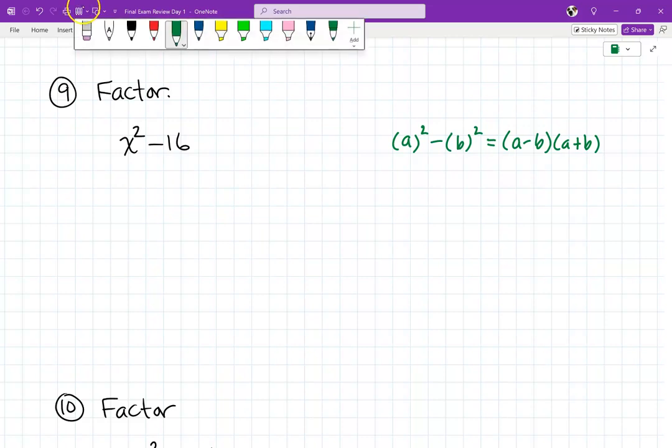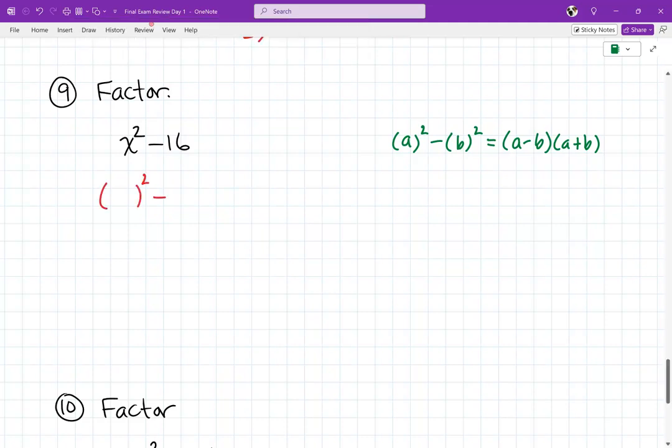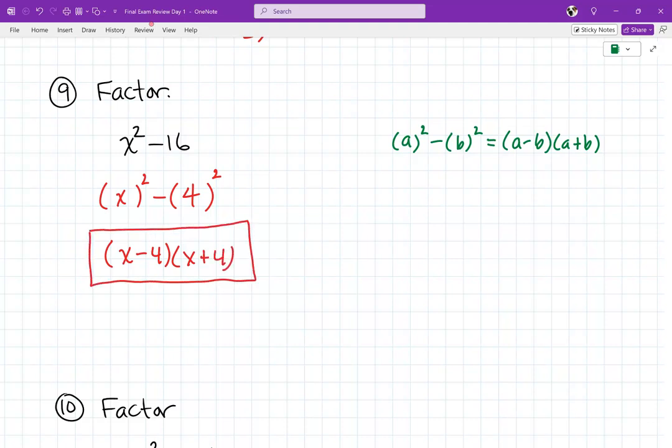Okay? So I just got to rewrite x squared minus 16 as something squared minus something squared. Okay? Well, what squared is 16? 4. What squared is x squared? Just x. So my answer is going to be x minus 4, x plus 4. And that's it. We're done. Okay, so x minus 4, x plus 4.